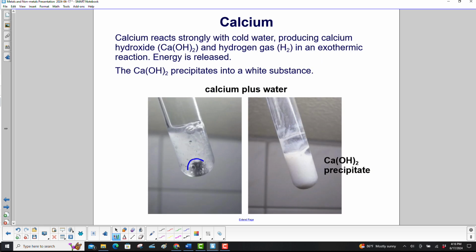Calcium, over here, reacts strongly with cold water, producing calcium hydroxide and hydrogen gas. And these bubbles here are the hydrogen gas. It is an exothermic reaction. Energy is released. The calcium hydroxide precipitates into a white substance, so the fluid turns milky white.